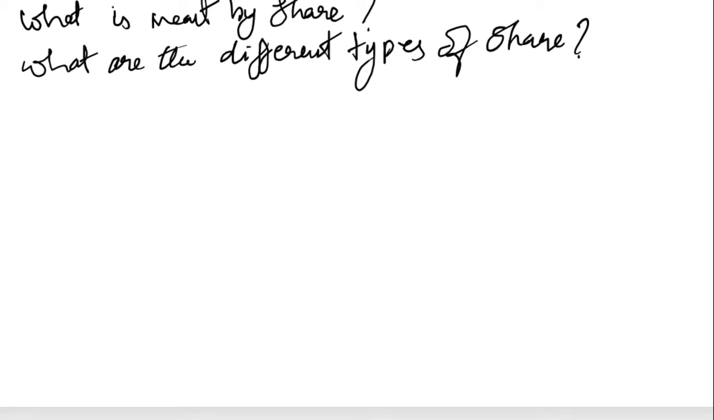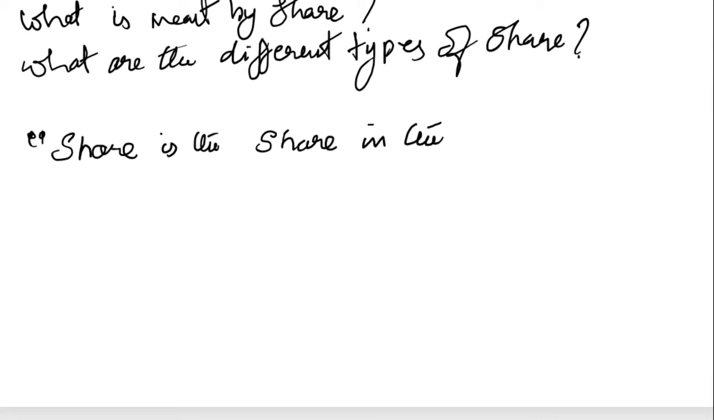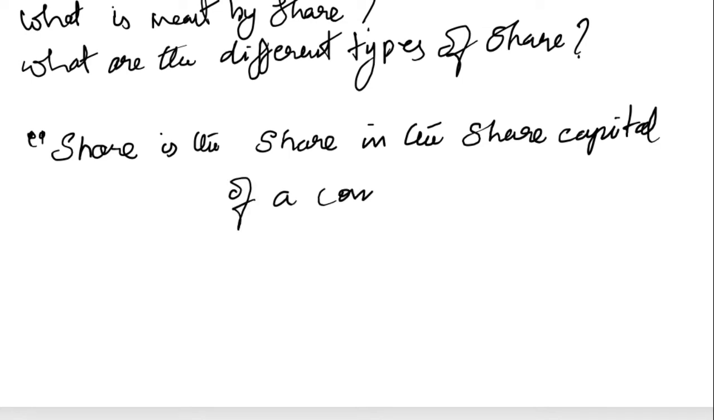All right. So what is a share? A share is the share in the share capital of a company. It is a very wide definition, right? Share is the share in the share capital of a company.